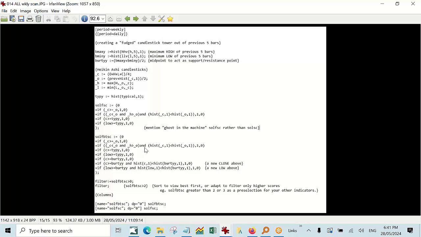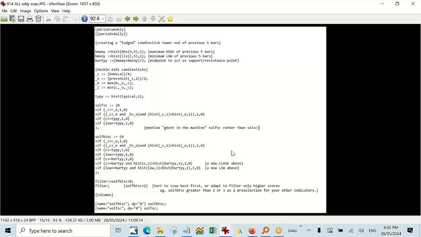If the Heikin Ashi is up, 1 point. If it's got one of those high wicks, 1 point. If it's closed above the Tippy, 1 point. If the low is above the Tippy, 1 point. If the close is above the Burtyy, 1 point. And I can see an error there.